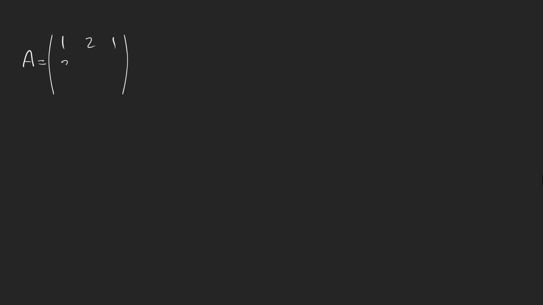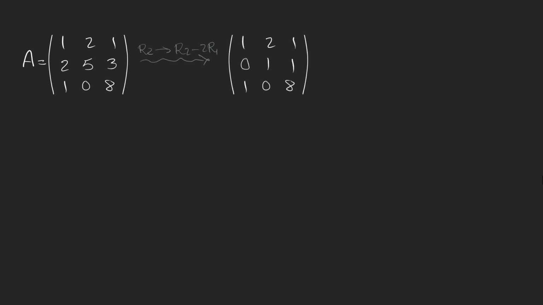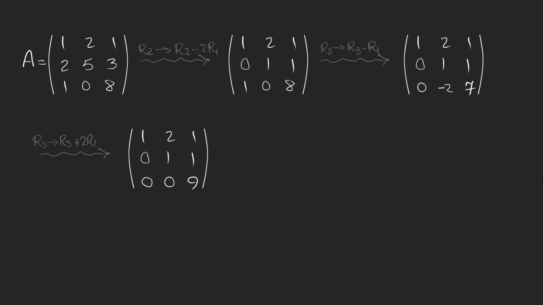Let's do what we said for this 3 by 3 matrix. In the first step, we subtract twice row 1 from row 2 to eliminate the first element of the second row. Then we subtract row 1 from row 3 to eliminate the first element of the third row. Then add twice row 2 to row 3 to eliminate the last element that doesn't let our matrix be an upper triangular matrix. And you can see that the matrix has become upper triangular.